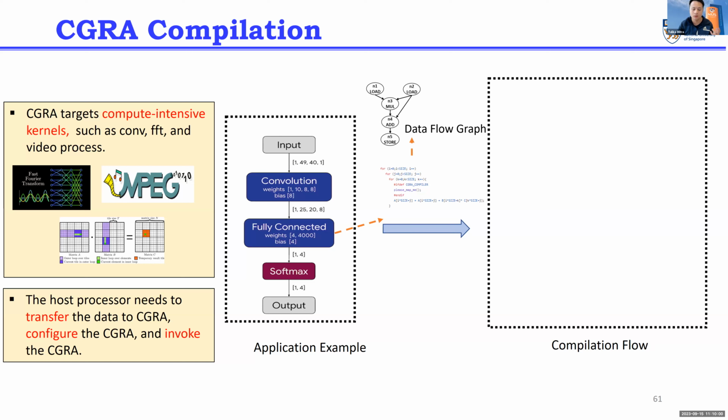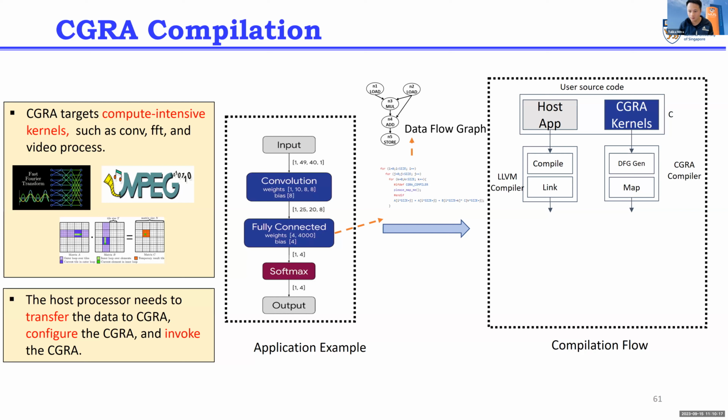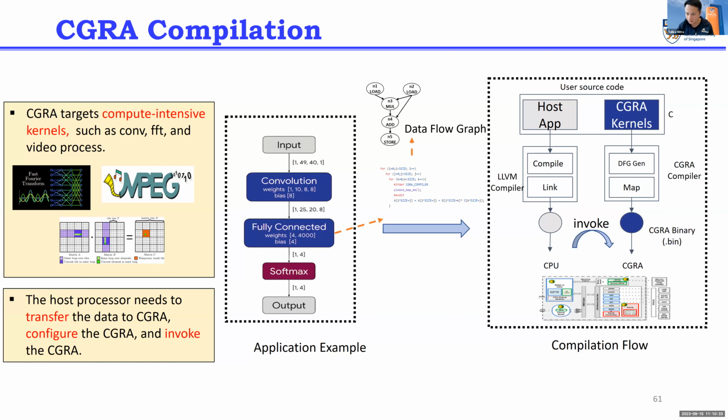To compile the whole application onto the CPU plus the CGRA, we can take the C source code and identify the target kernels for CGRA, that is convolution and fully connected layer. We can use the LLVM compiler to compile the normal code like softmax or some other input pre-processing or post-processing. For the target kernels, convolution and fully connected layer, we use the CGRA compiler to generate the binary for CGRA and the CPU. So the CPU will invoke the CGRA to execute the target kernels, send the configuration to the CGRA, invoke it, and get the data back to complete the whole flow. If you have any questions, feel free to interrupt me or post in the chat channel.